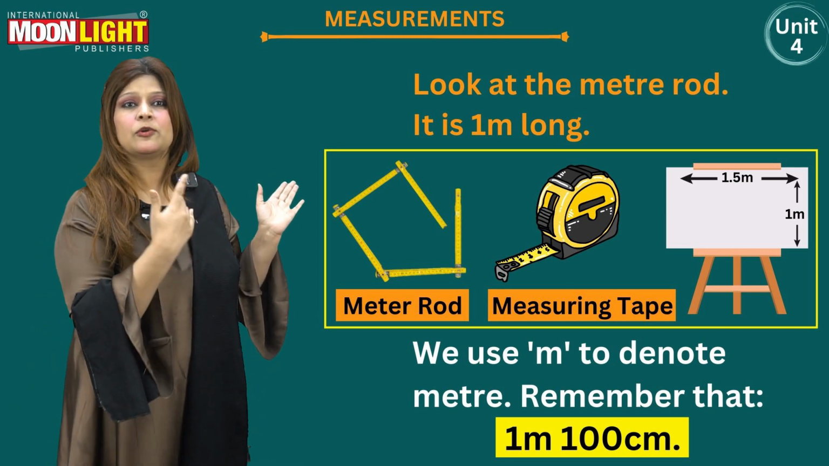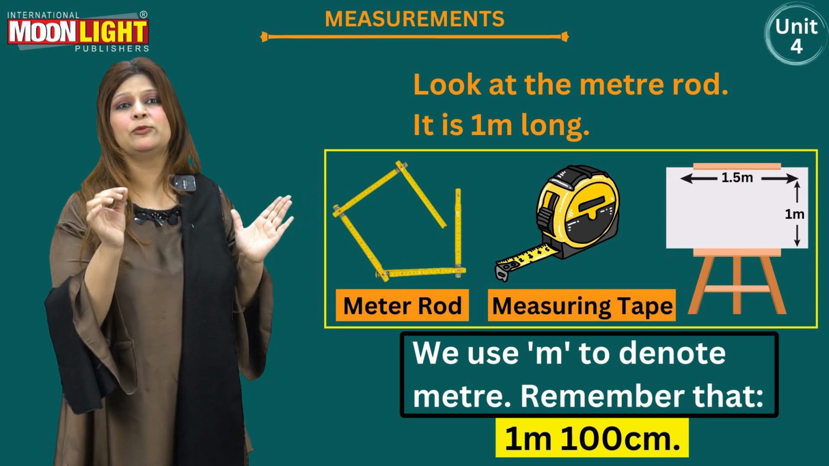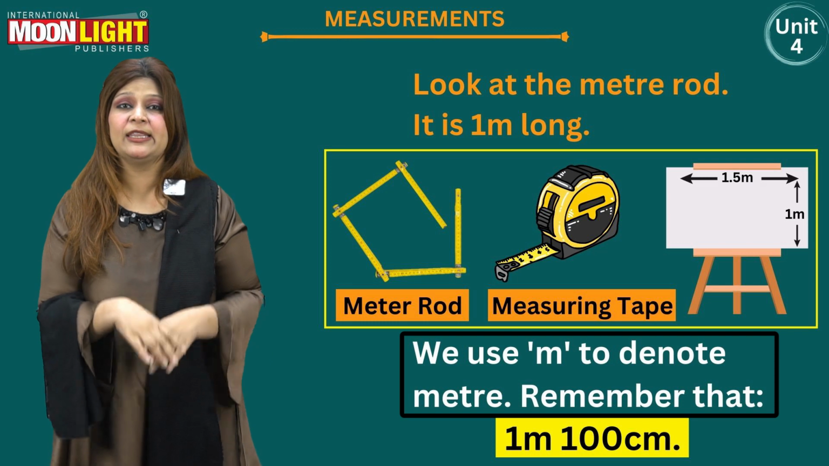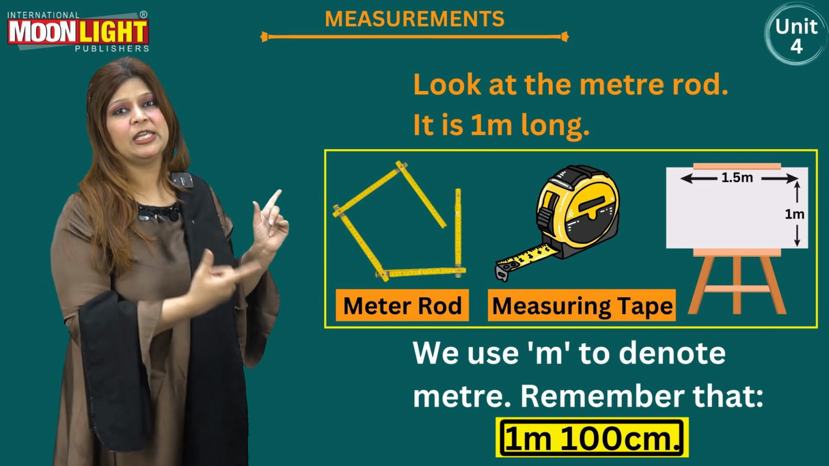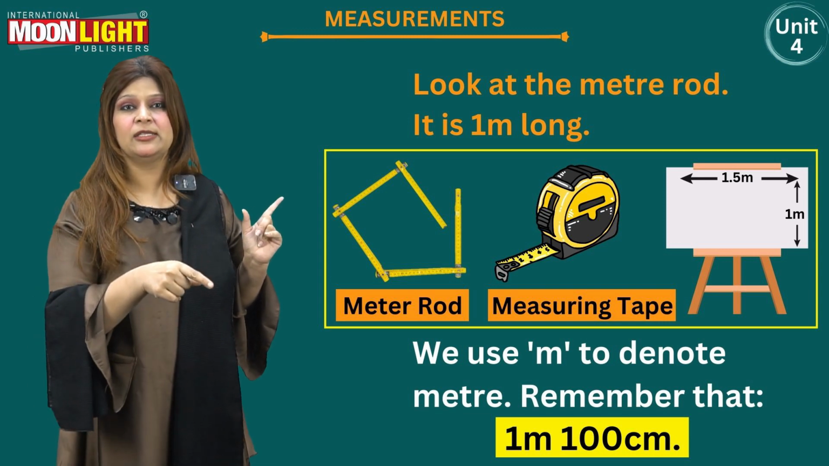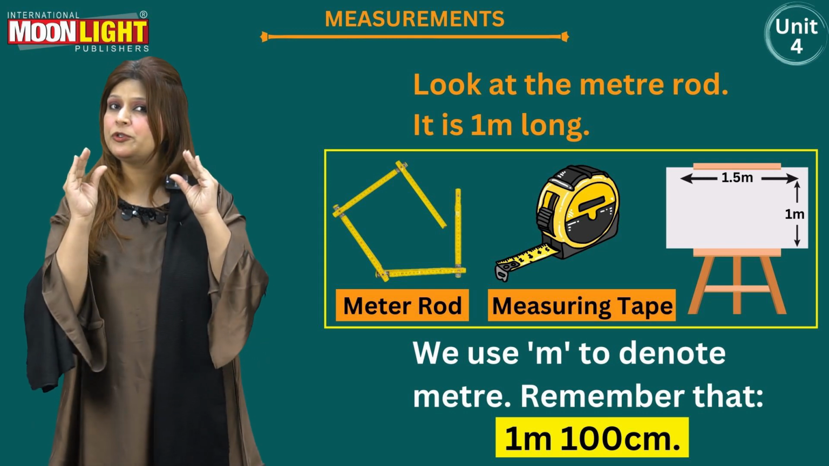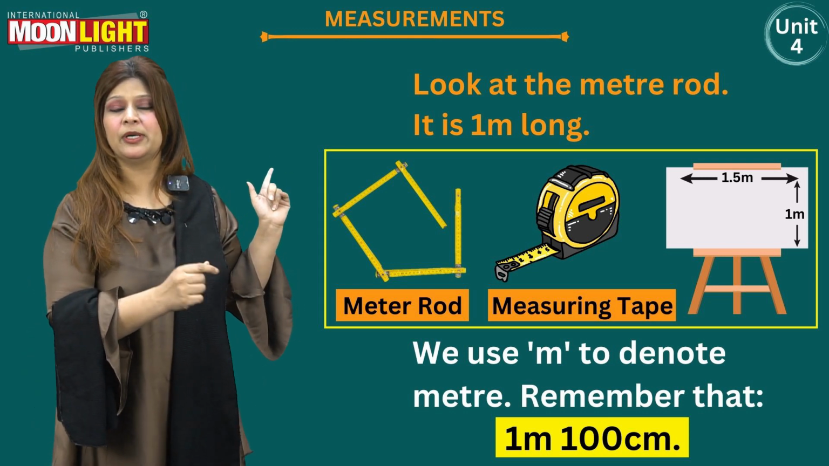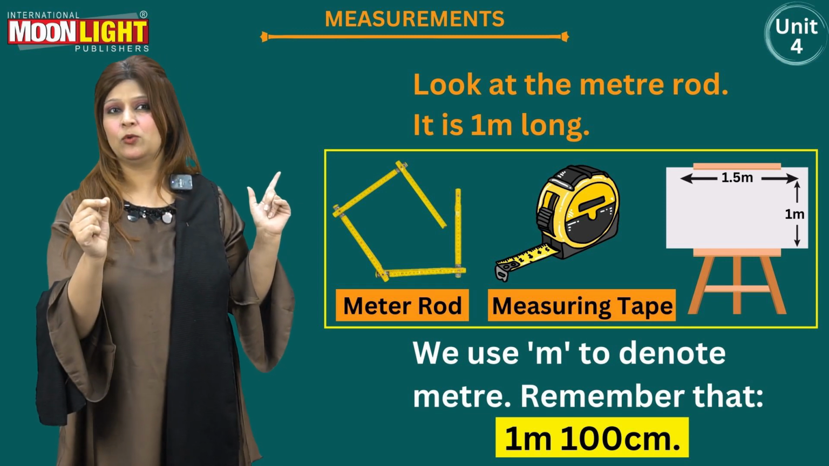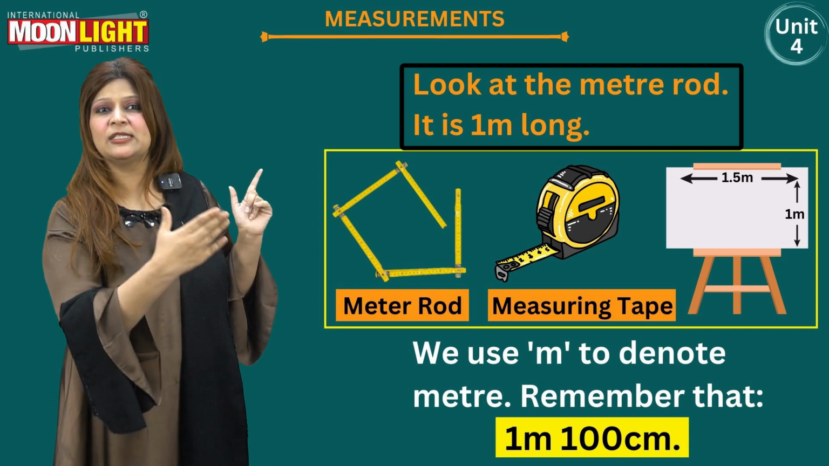In this example. So right now I told you earlier as well, we are going to use small m to denote meter. Remember that this is very important thing, that 1 meter is equals to 100 centimeter. यानी 1 मीटर के अंदर 100 छोटे छोटे सेंटीमीटर होते हैं, ठीक है। और वो जो छोटी छोटी लाइंस मैंने आपको दिखाई हैं अभी रोलर के ऊपर, जो 10 लाइंस हैं, वो किसको डिनोट करती हैं? मिलीमीटर को। ओके, सो लुक एट द मीटर रॉड, इट इज 1 meter long.